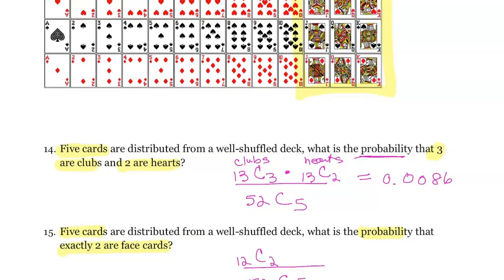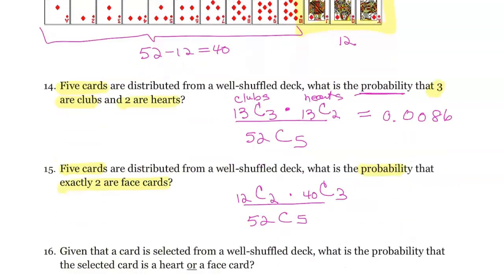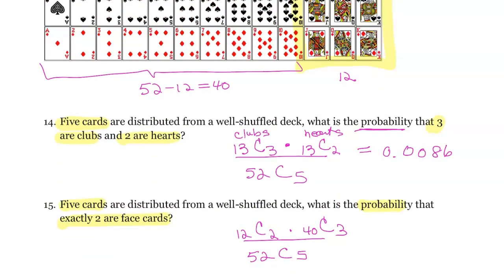So I'm going to say, I have 12 choose 2. Now, I have cards that are not face cards. This amount right here is 52 minus 12, or 40. From those 40, I have to choose 3 more. And why is that the case? Because I have to have 5 cards in total. If that goes in your graphing calculator, you're going to get 0.2509.